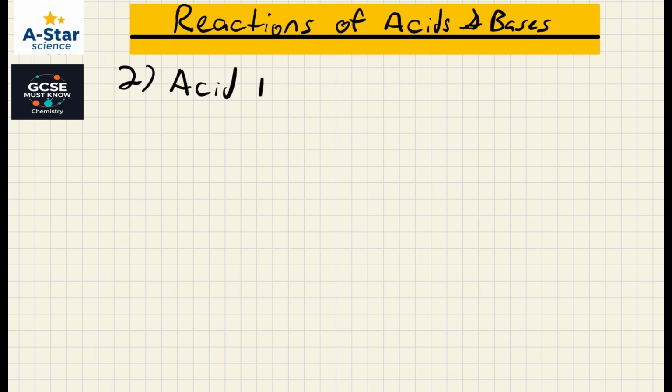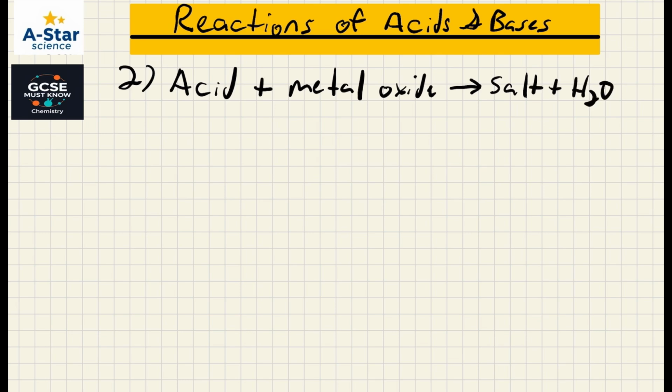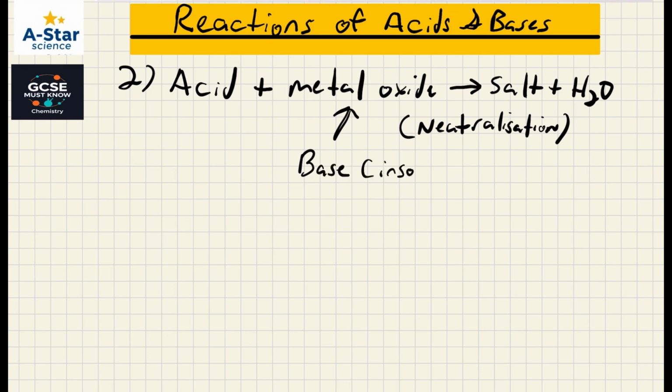An acid plus a metal oxide. And that's going to yield salt plus water. So again, this is a form of a neutralization reaction. And that means that a metal oxide acts as a base. It's insoluble in water, so it's not an alkali. It acts as a base. So let's look at an example.